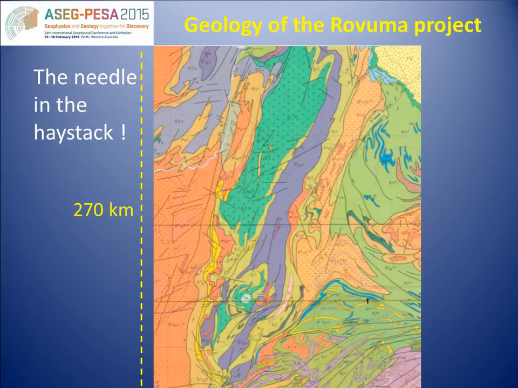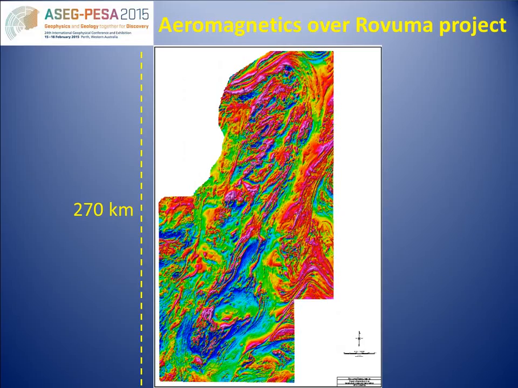So one of the first things to do is to do some decent geological mapping and then to try and reduce the size of the haystack to look at a much smaller area for the mineral system that we're after. Total field magnetics, this area is beautiful. You can see the geology very, very nicely, and it's a pleasure to map.